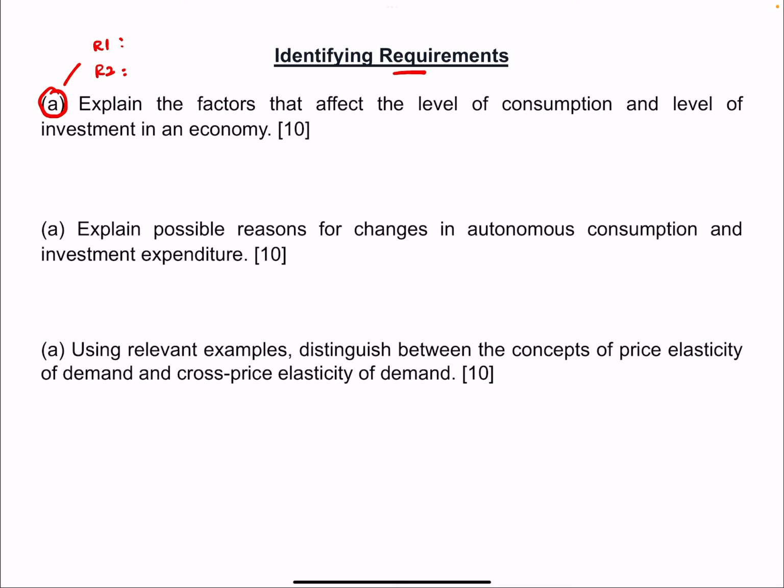Sometimes the requirements are very, very obvious. For example, if you look at this first question, it says: explain the factors that affect the level of consumption and the level of investment in an economy. So R1 is to identify the factors that affect consumption, and then R2 will be the factors that affect investment.